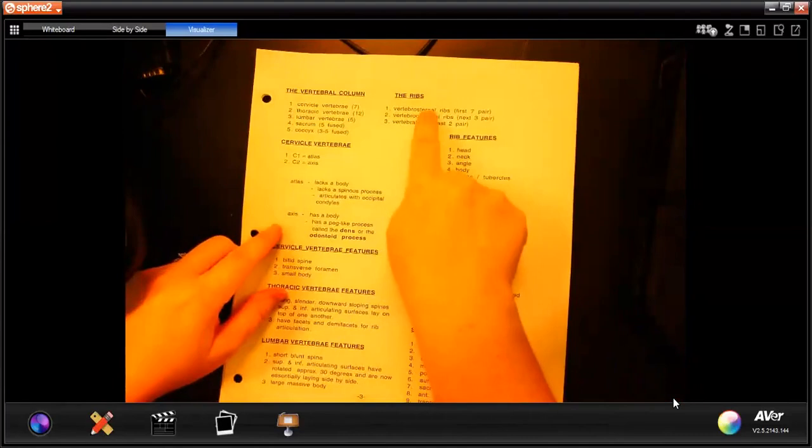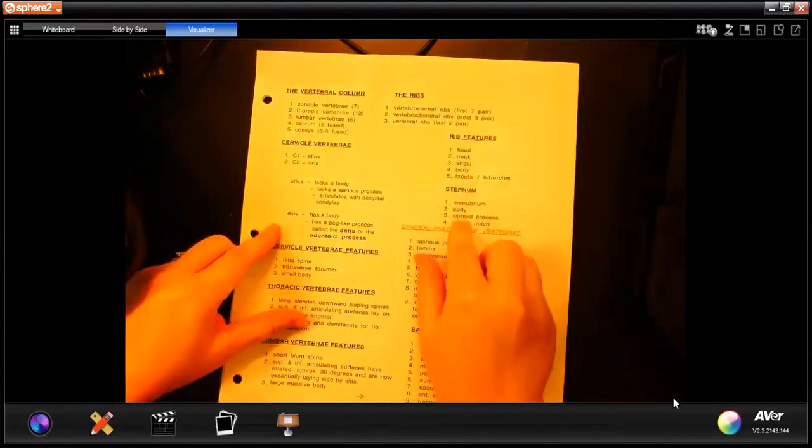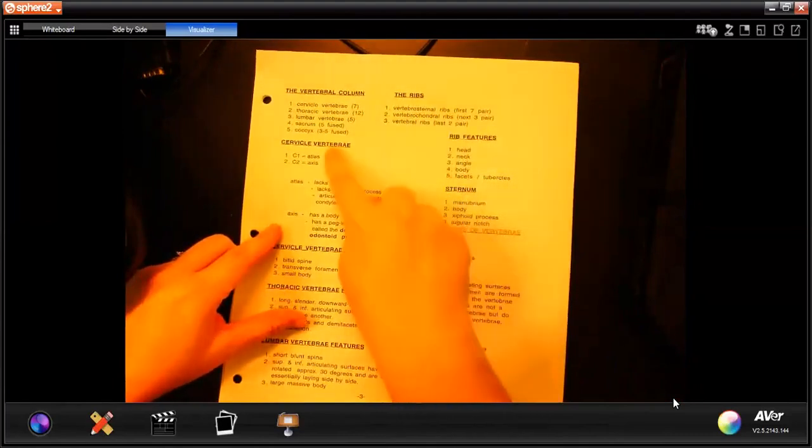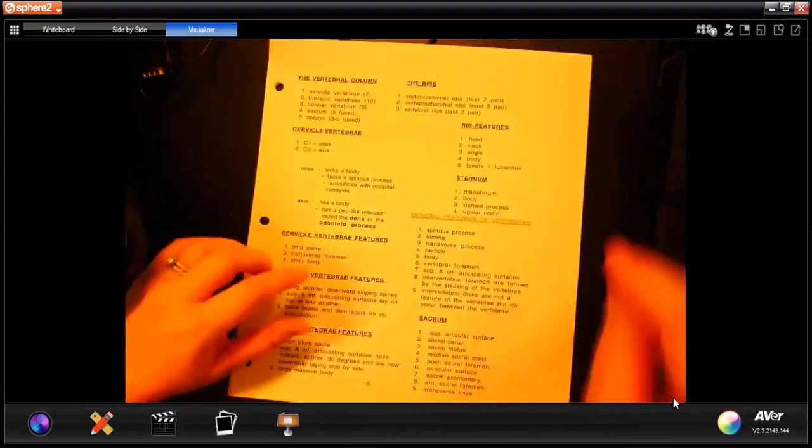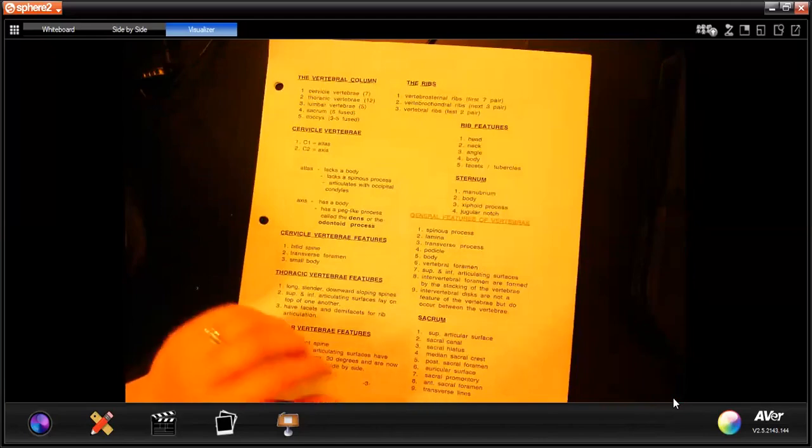Back here. Okay, we're on page 3 now. I'm going to look at the ribs and the sternum real quick, and then we're going to go through the vertebral column through the sacrum. That's what we're going to do. Okay. Ribs and the sternum.